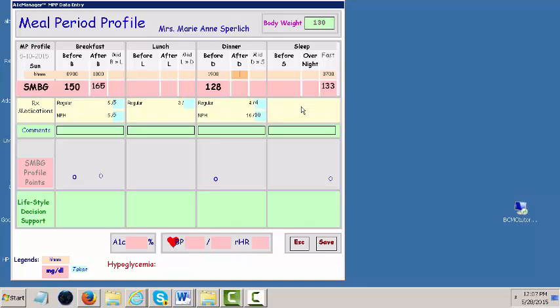Enter. At 8 o'clock, which is an hour later, 8 p, I was 190. Enter. Those are all the measurements for Sunday, May 10. And I'm going to now save this.